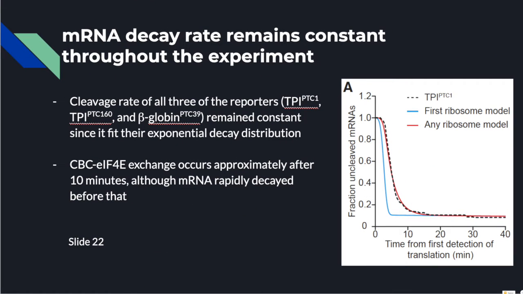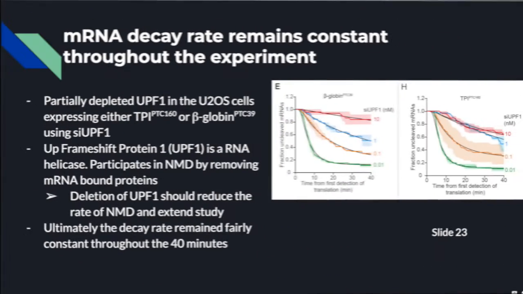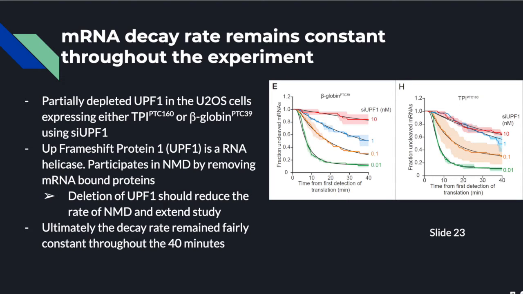Looking back at figure 2a, the authors noted that the cleavage rate for all three of the reporters, TPI-PTC1, TPI-PTC160, and beta-globin PTC39 was fairly constant, which kind of contradicts their hypothesis. They believe that CBC-EIF4E exchange occurs approximately after 10 minutes, but here we see that the mRNAs rapidly decayed in under 10 minutes. So, to determine whether or not the decay rate remained constant over a longer period of time, they partially depleted UPF1 in the U2OS cells expressing either TPI-PTC160 or beta-globin PTC39.